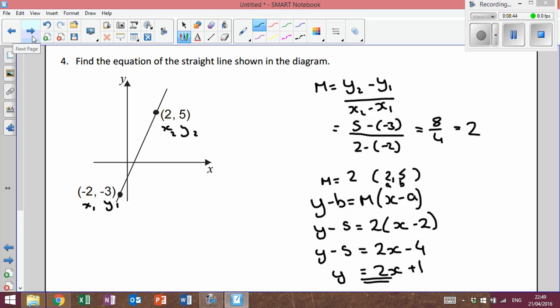No mistakes. So 1 mark for knowing how to find the gradient, 1 for calculating the gradient, 1 for substituting into that formula correctly, and then 1 for the simplification at the end.